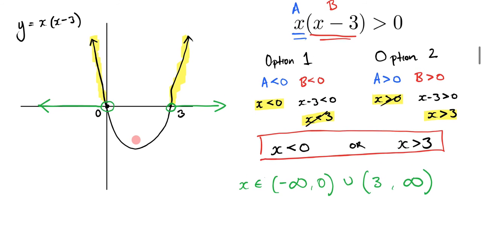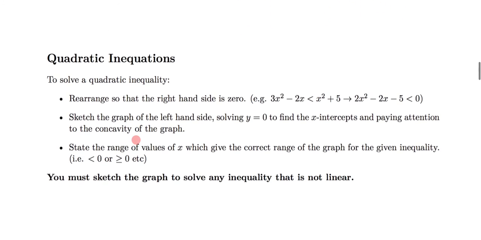But let's now look at what's written in your notes. So we're told how to solve a quadratic inequality. Your first step is to rearrange so that the right-hand side is 0. We're then going to sketch the graph of the left-hand side, solving y equals 0 to find the x-intercepts and paying attention to the concavity of the graph. We'll be seeing that in future videos. We're then going to state the range of values of x which give the correct range of the graph for the given inequality. So this is where it's either less than 0 or greater than or equal to 0 or something like that.